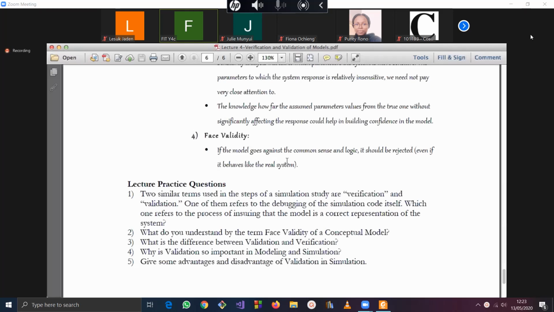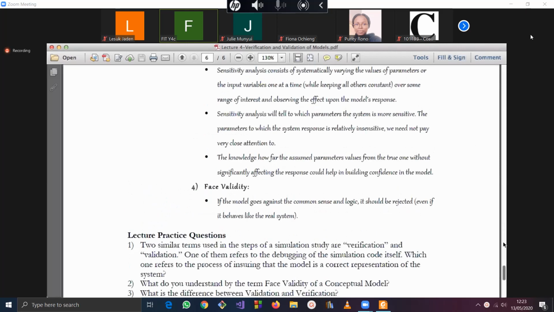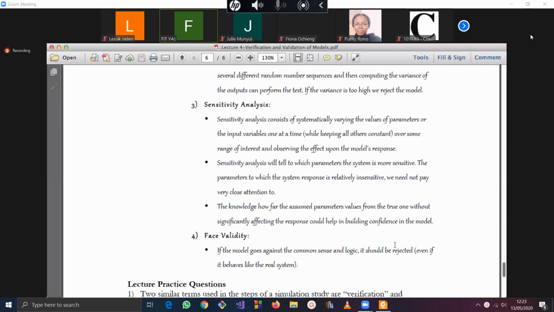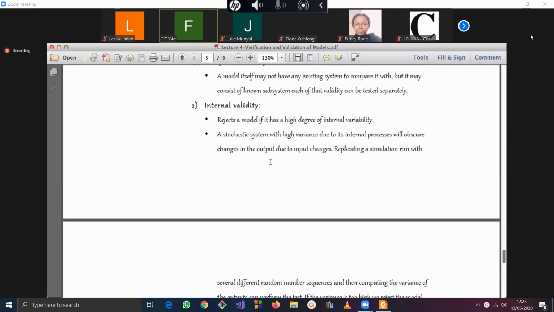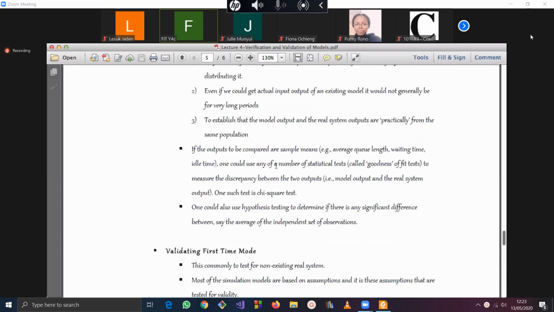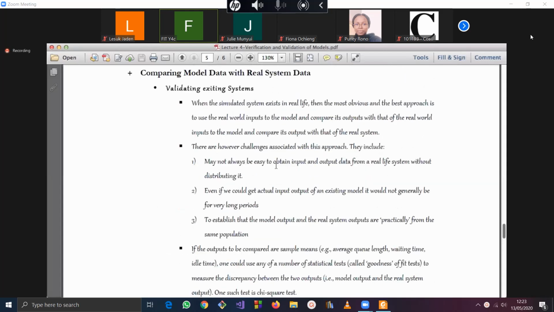Could you please explain the first challenge when validating existing systems, the part that says without distributing? The first part is where we talked about the existence of data. As I said, sometimes it's very difficult to get the data that can actually validate what you've done.